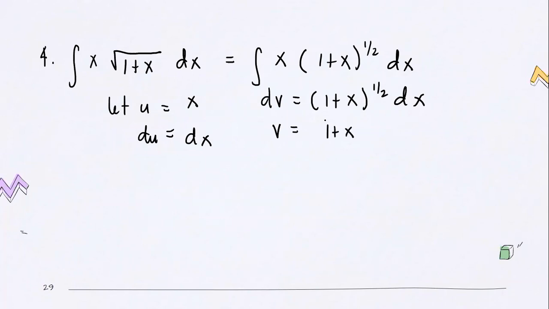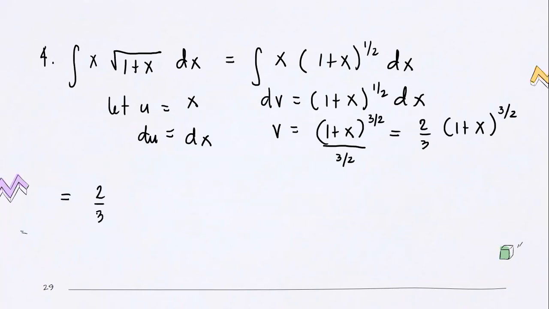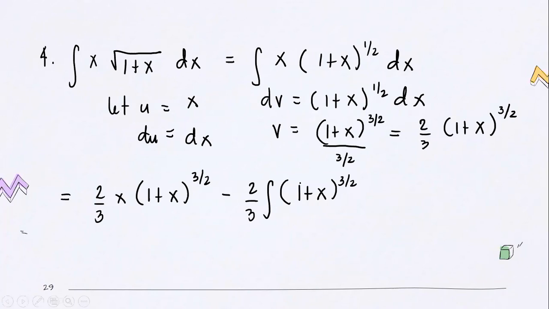Integrate, v is equal to 1 plus x, 1/2 plus 1 is 3 over 2. Therefore that is 1 over 3 over 2, or 2/3, 1 plus x raised to 3 halves. Okay, uv again, therefore that is equal to uv, 2/3 x times the quantity 1 plus x raised to 3 halves, minus the integral of v du, 2/3 times 1 plus x raised to 3 over 2 dx.